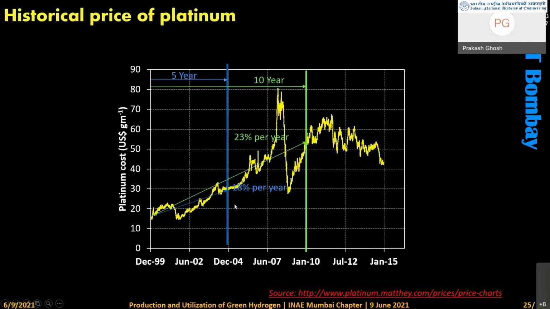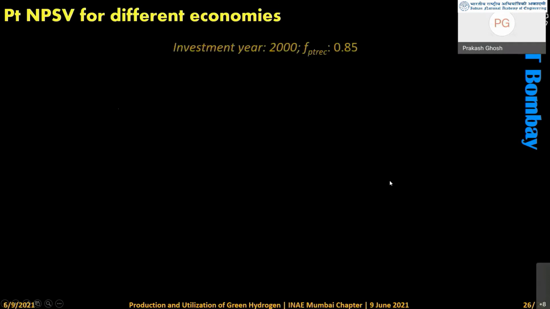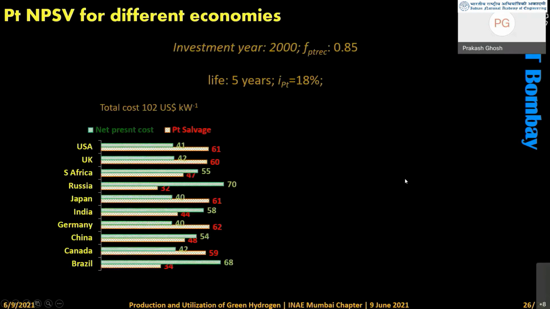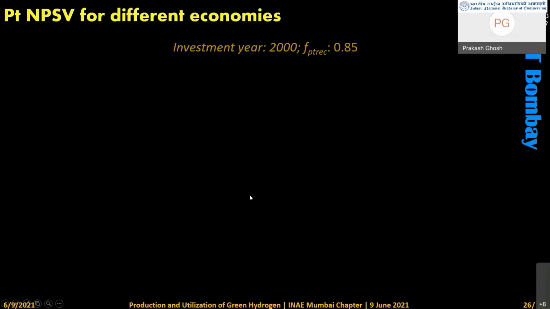This is the 10 years, and this is the 15 years. If you do these calculations, you'll find that the platinum salvage value will be more than the total cost, and the net present value will be around 41. For your fuel cell, you are paying $41 per kilowatt, and your platinum salvage value is $61 per kilowatt. So that means you can make a business out of it if a business model is available. This can be done for different scenarios, and I have done all of them.